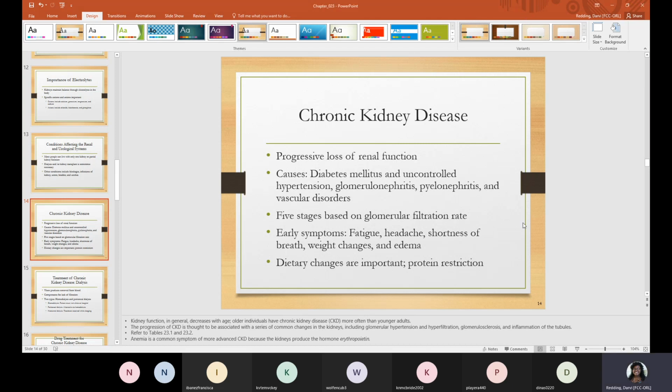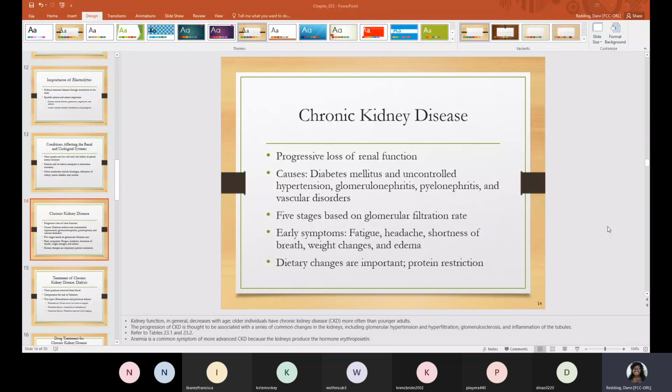Let's continue learning about other information on chronic kidney disease. Dietary changes are important, as well as protein restriction. Kidney function in general decreases with age, and older individuals have chronic kidney disease, whose abbreviation is CKD. Older individuals actually have chronic kidney disease more often than younger adults.